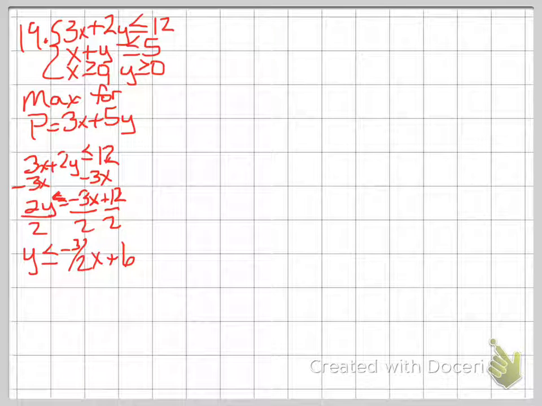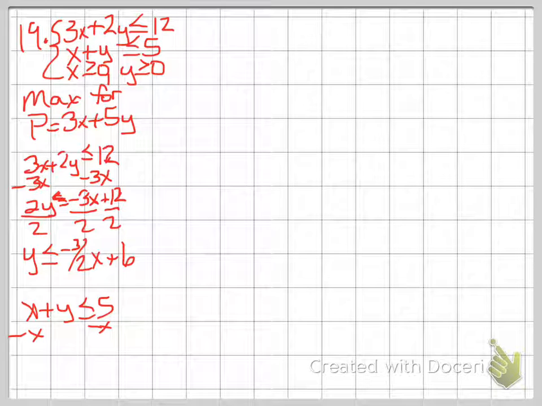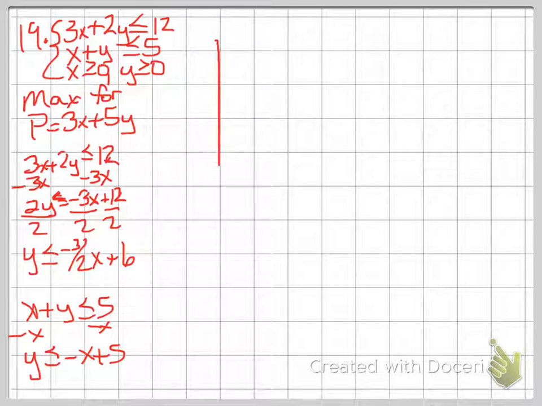Then I divide by 2. End up with y is less than or equal to negative 3 halves x plus 6. And then I do x plus y is less than or equal to 5. Subtract x, and I get y is less than or equal to negative x plus 5. Let's draw out a graph here.